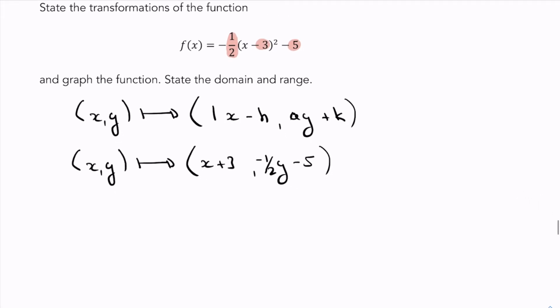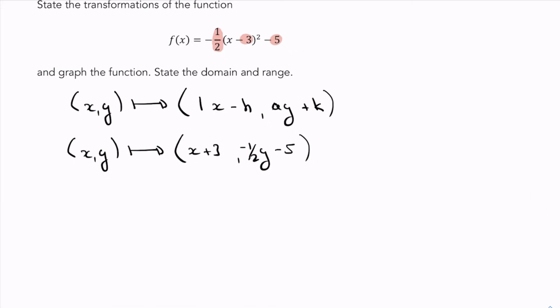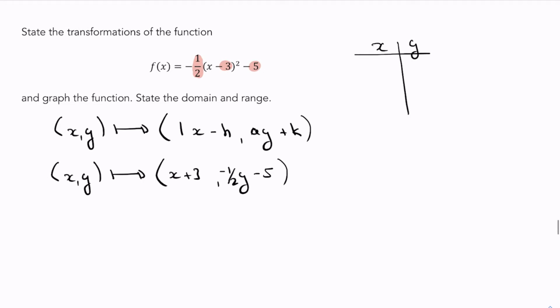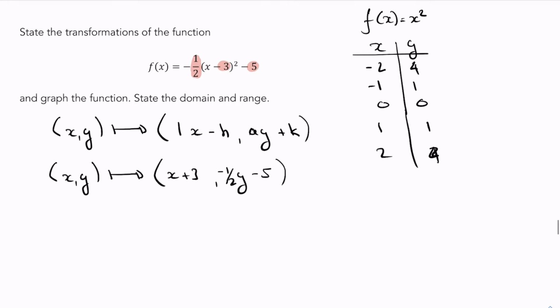So what do I apply this to? What are the points x and y? Well, that's pretty straightforward, because you just take the base points of the function f of x equals x squared. And you should probably know these by heart now. Negative 2 goes to 4, negative 1 goes to 1, 0 goes to 0, 1 goes to 1, 2 goes to 4. Let's do the whole thing.